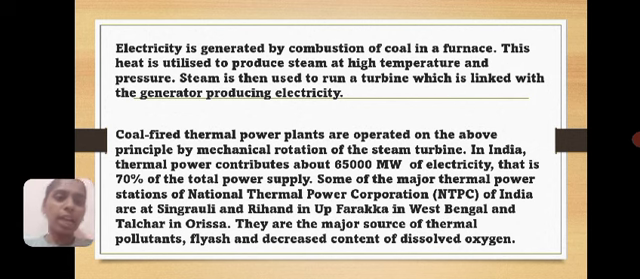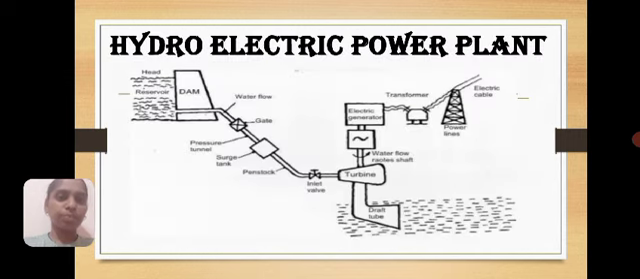In India, thermal power contributes about 65,000 MW of electricity, that is 70% of the total power supply. Some of the major thermal power stations of National Thermal Power Corporation, NTPC of India, are at Singrauli and Rihand in UP, Farakka in West Bengal and Talcher in Orissa. They are the major source of thermal pollutants, fly ash and decreased content of dissolved oxygen.